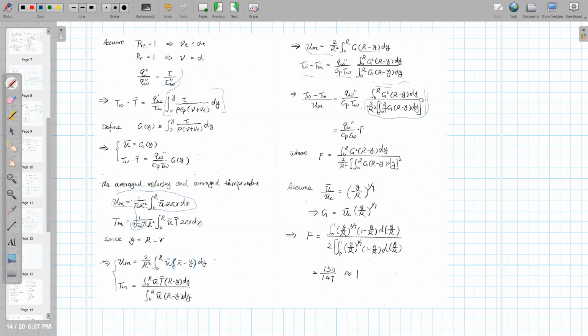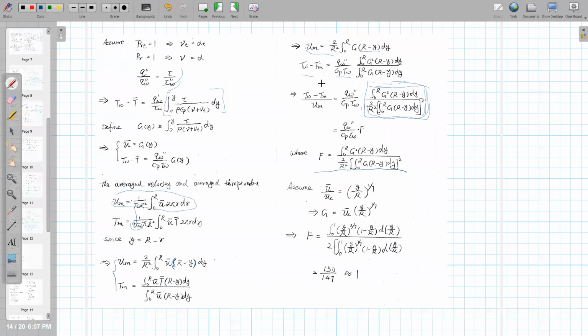Okay, and the result will be a function of f. To make this notation a little bit shorter, we just denote this whole term as f. This is the definition of f here. And so this is the analogy result.